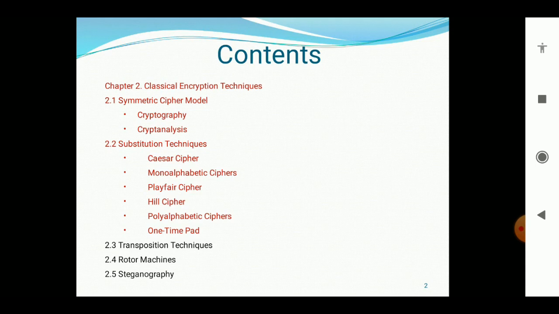Simply, in substitution techniques, the characters and bits of a plain text are replaced by some other elements. In transposition techniques, the elements are rearranged. We will discuss these things in a clear manner later. After that, section 2.4 covers rotor machines. A rotor machine is a pre-computer hardware device used for performing substitution techniques.